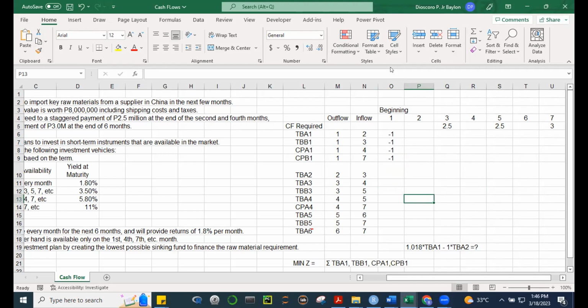Okay, may I request, class, for your feedback? Yes, if you got it. No, if you didn't get it. These are just the factors. So if you're interested in the amount, then you multiply that with the decision variable.